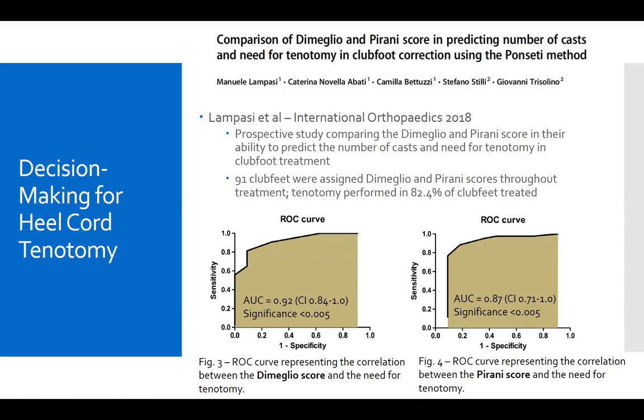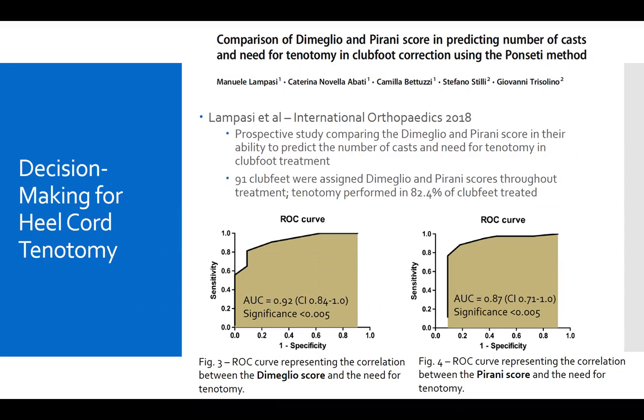And looking at the calculated area under the curve, or AUC, the DiMeglio score actually showed a slightly better performance compared to the Pirani score in predicting the need for tenotomy in these children. However, they didn't find a significant difference between the two groups, but did note that the DiMeglio score was a little bit better in predicting this need. They also found a good correlation between the DiMeglio and Pirani scores at initial presentation in predicting the number of casts these children needed throughout their treatment, with slightly higher performance again of the DiMeglio score.